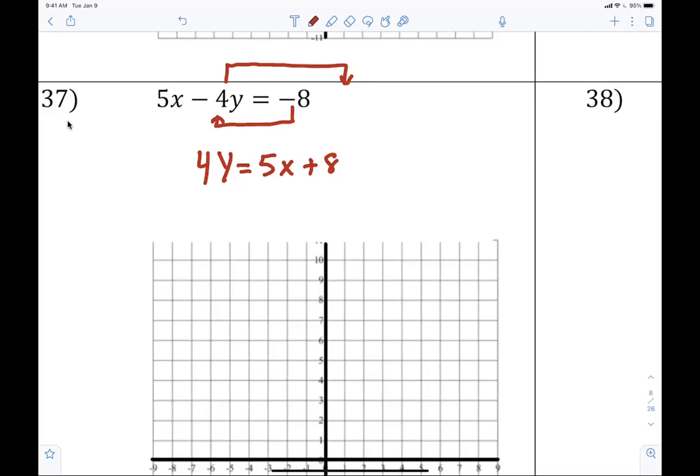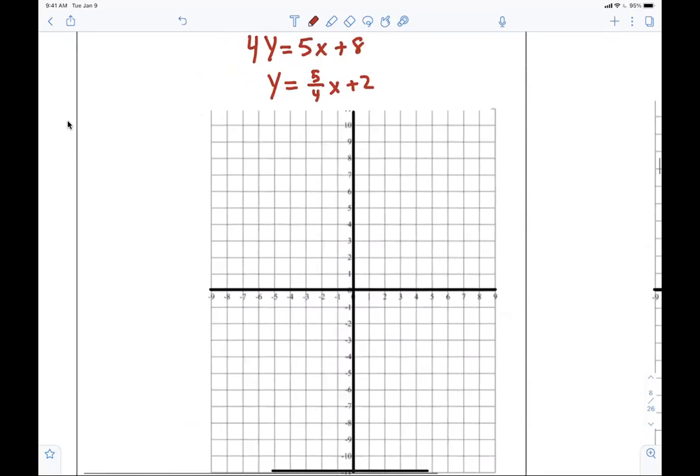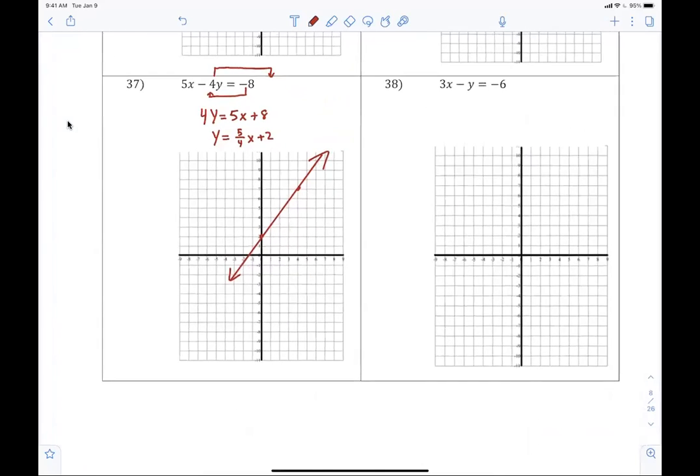And then we just do what? Divide by 4. So y equals what? 5/4x plus 2. All right, that is a must. Everybody's got to be experts at that. All right, so now graphing that, what am I doing? Plotting 2, then go up 5 and over 4. And there we have it.